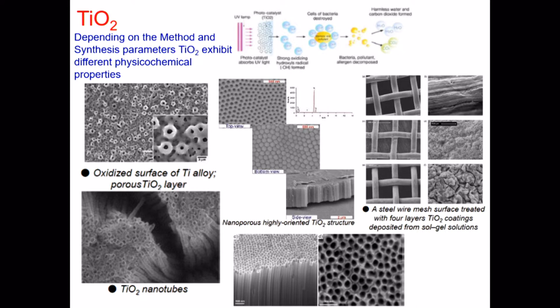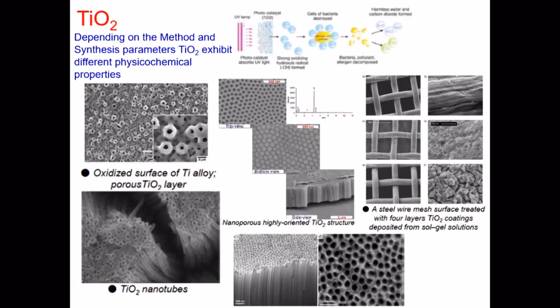The next one is titania. Those who do some kind of environmental studies may know about titania, titanium dioxide. One of the classic photocatalytic materials is titanium oxide, which finds applications close to the visible range, not in the visible, it is the UV range, right? It absorbs light and purifies whatever, right?